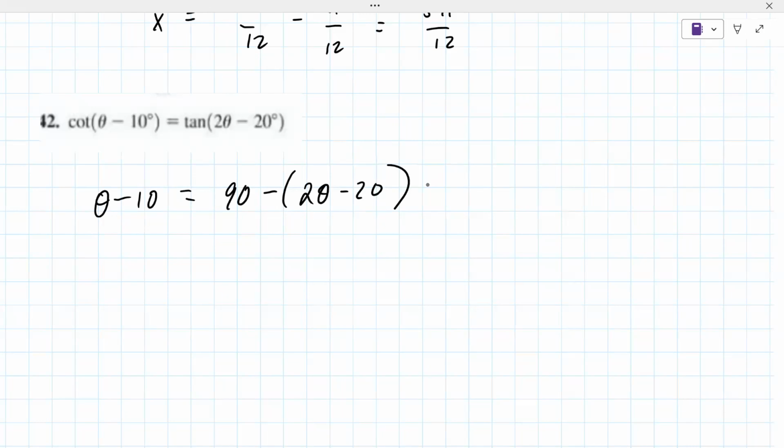So it'd be negative 2 theta plus 70. Go ahead and solve it all the way through. Get a value for theta, please.